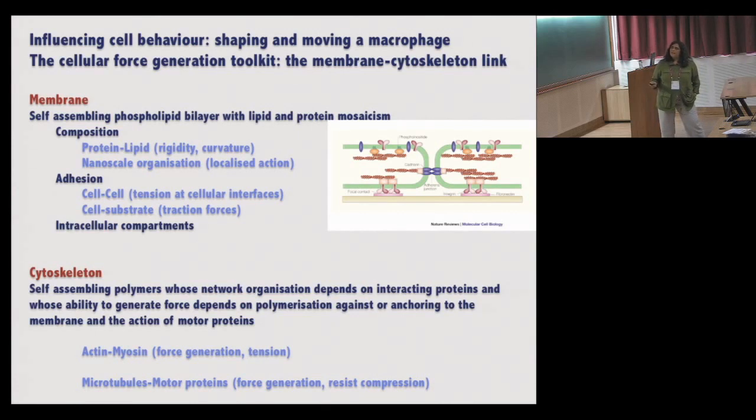The nanoscale organization, by that I mean this mosaicism of the formation of clusters of proteins within the membrane that organize themselves into domains, allows proteins to exert some action very locally, right? This could be signaling, and again we will see in another example how this can happen.